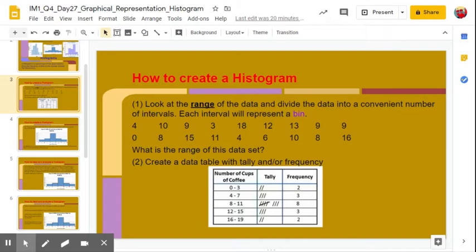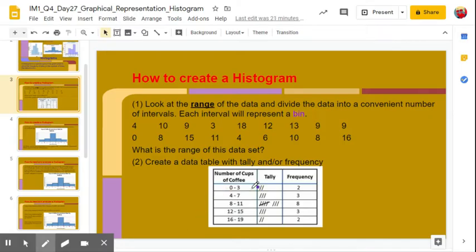Intervals of 4. So number of cups of coffee, the fewest can be 0, because some people don't drink coffee, right? So it could be 0. So 0 to 3 is our first bin or interval. All right, then 4 to 7, 8 to 11, 12 to 15, and then 16 to 19. So now we need to come up with a tally sheet or frequency, how many times these occur.